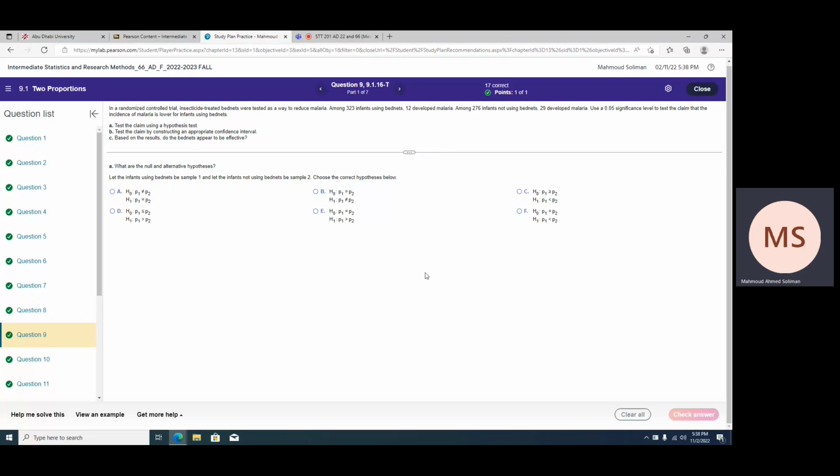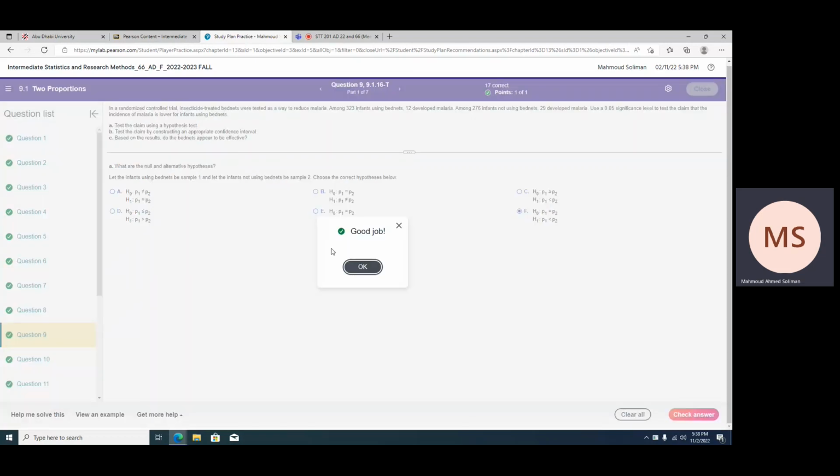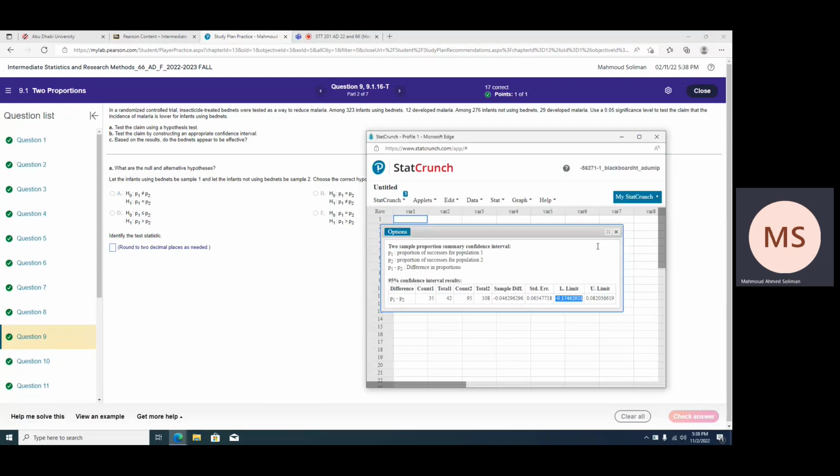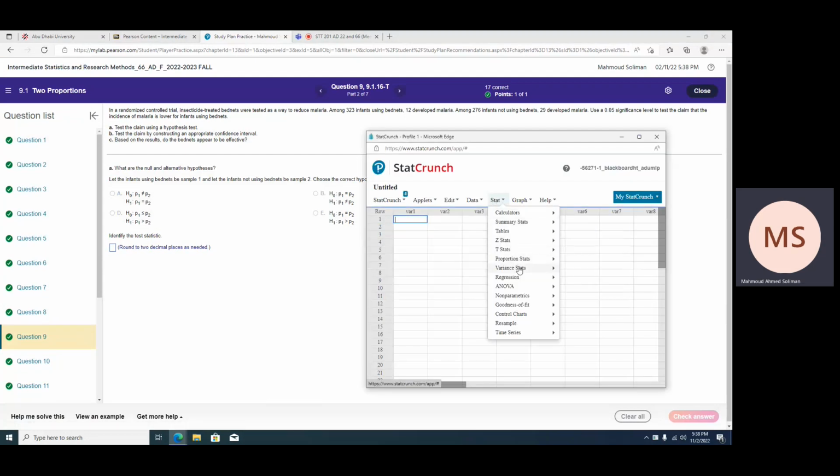P1 is bed nets and P2 is not used, right? It will be less than. P1 greater than P2? No. Here it is P1 less than P2. Okay, so we have to go to stats. P1 is bed net, or less.